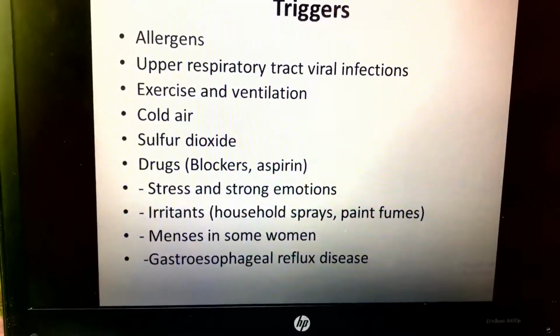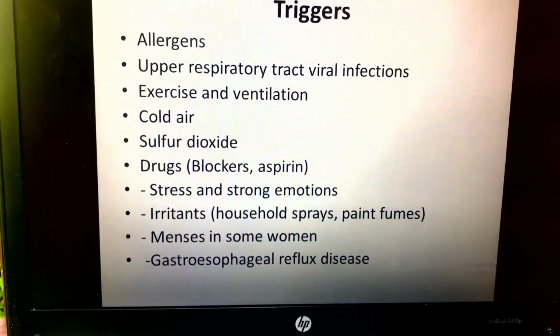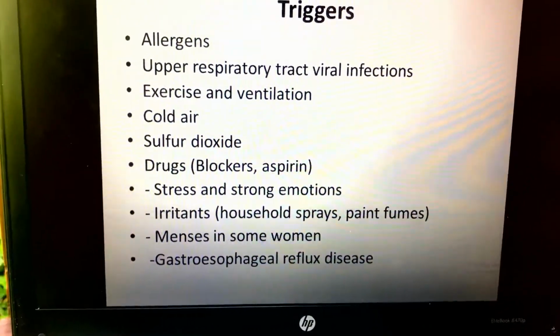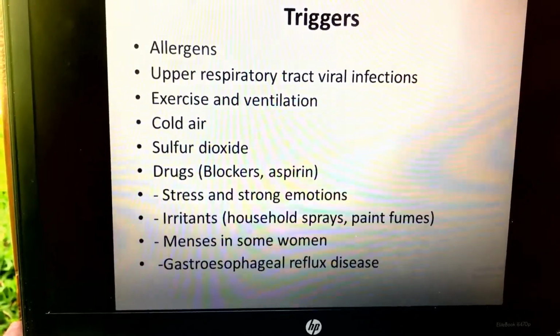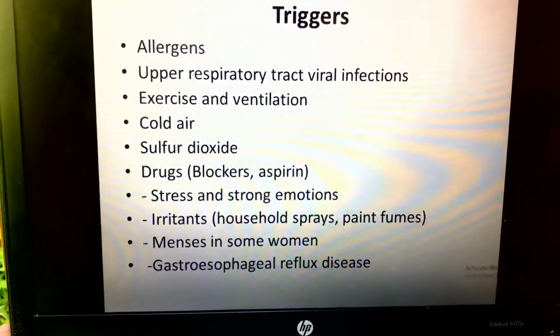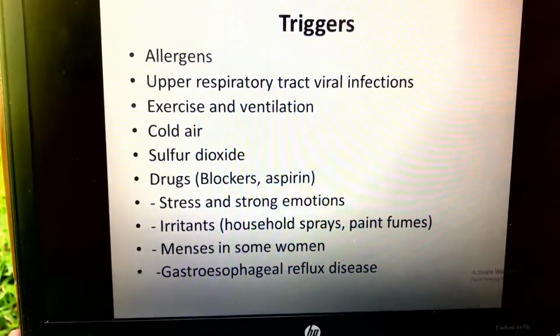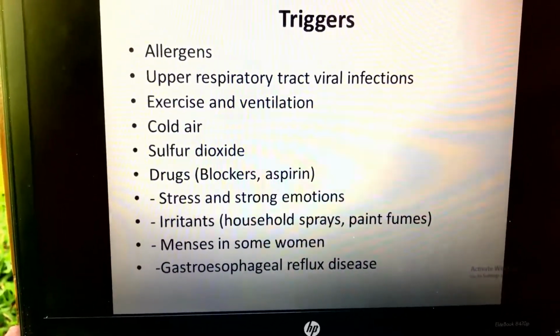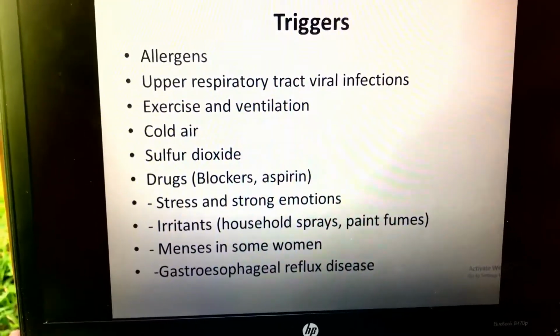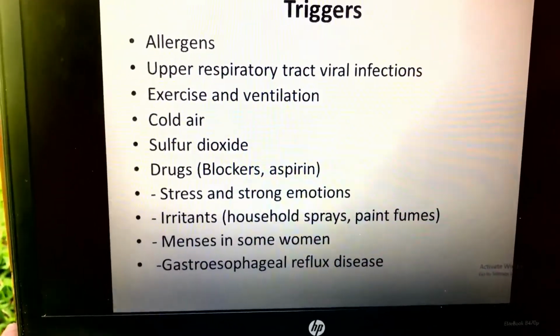Gastroesophageal reflux disease. This is the return of the gastric content back up. Now this is gastroesophageal reflux. It can cause allergy to the bronchi and develop asthma. Okay.